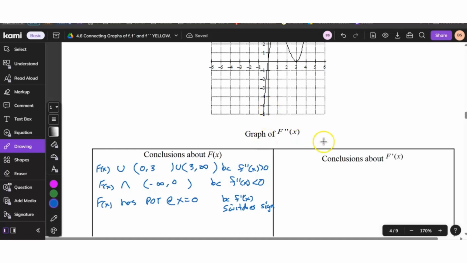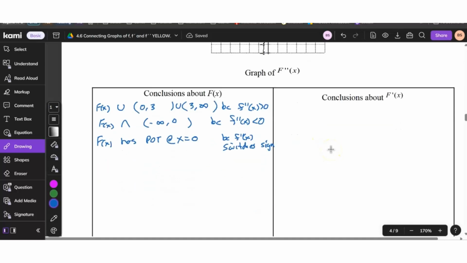What else can we do? Let's talk about the type of graph it is. So f of x is going to be what type of graph if the second derivative is cubic? 5, what do we call that? Quintic. And that's because f double prime of x is cubic. I think that's honestly about all we can actually say about f.